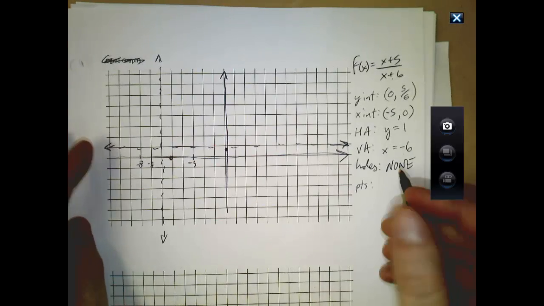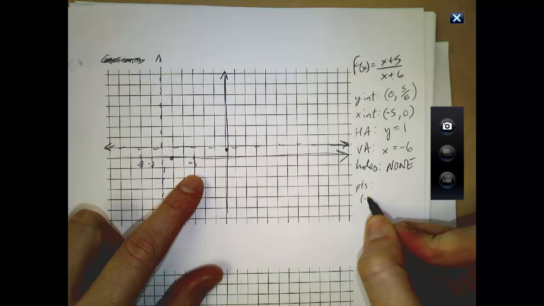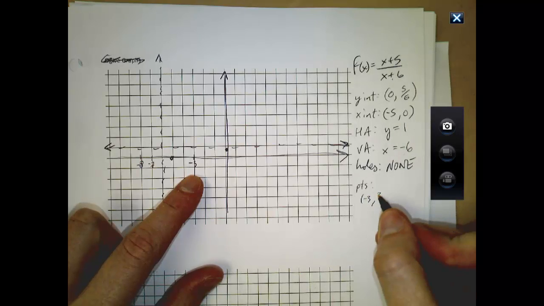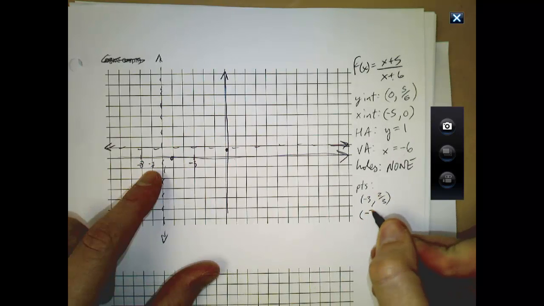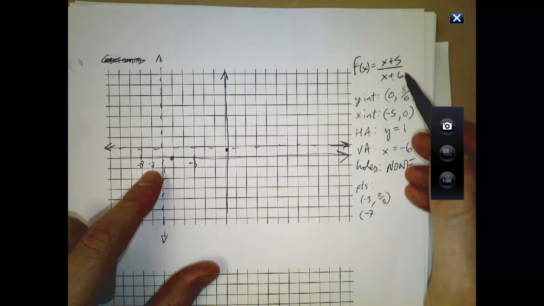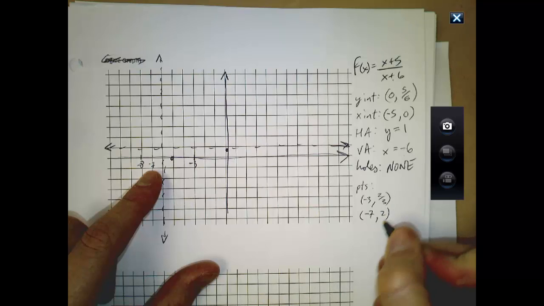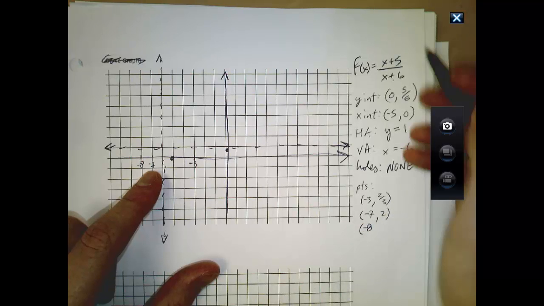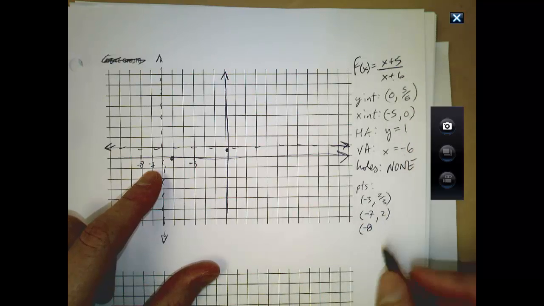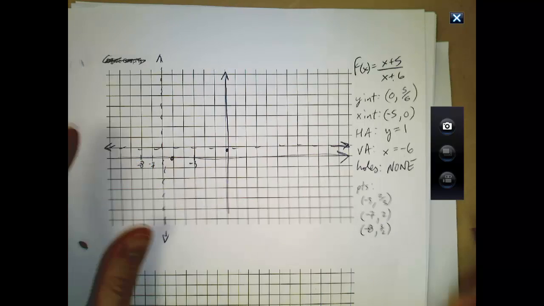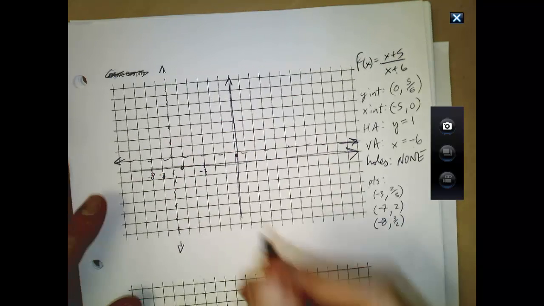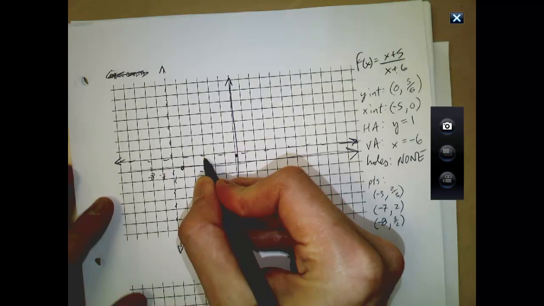Okay. So these are easy enough to get. At -3, I'd have 2 over 3. At -7, I'd have -2 over -1, so that's 2. And at -8, I'd have -3 over -2, so that's positive 1.5. And so here I am.